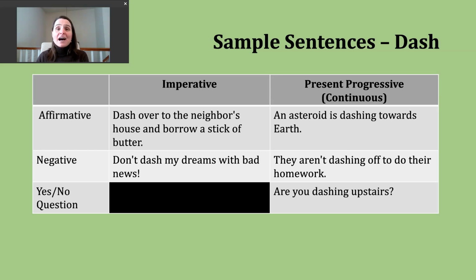So when we make a positive sentence or an affirmative sentence in the imperative, I just start with the base verb. You can see that in my example here. Dash over to the neighbor's house and borrow a stick of butter. Okay. Now here, maybe I'm talking to a family member. I've realized, we don't have this, but we're very close friends and it's fine to kind of ask our neighbor for this thing. So I'm telling them, leave quickly, come back.